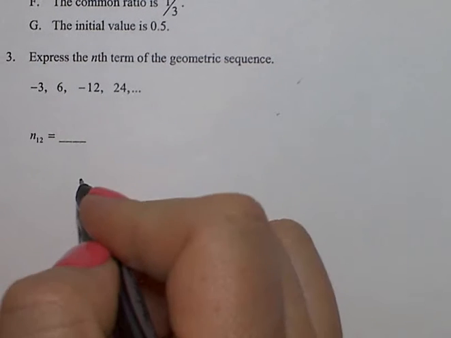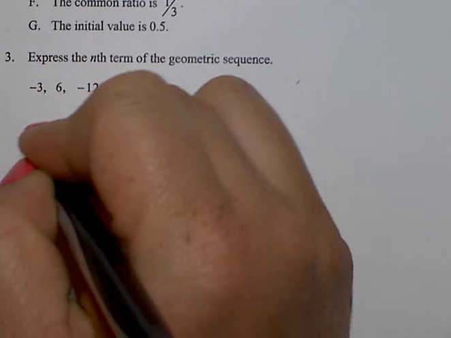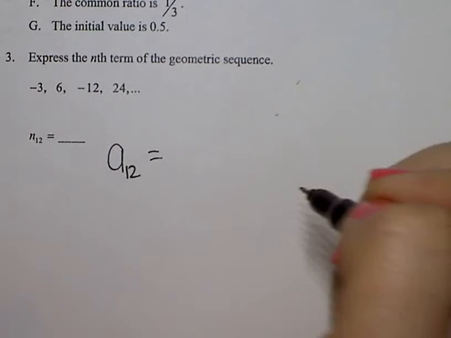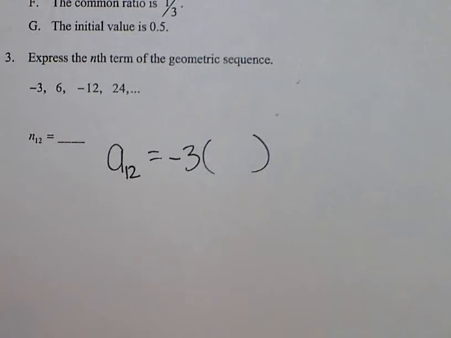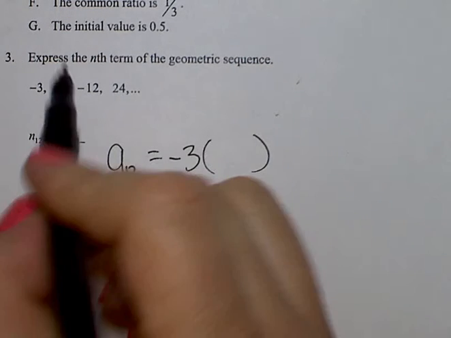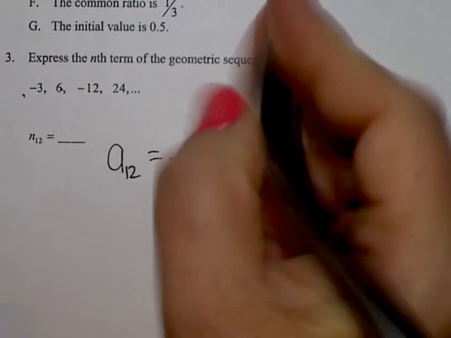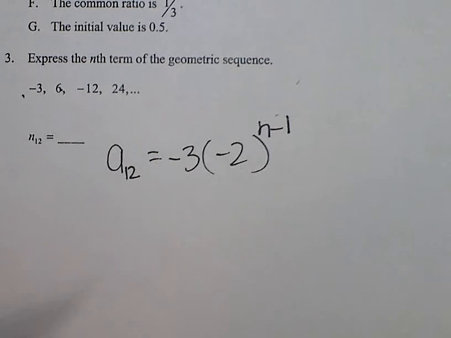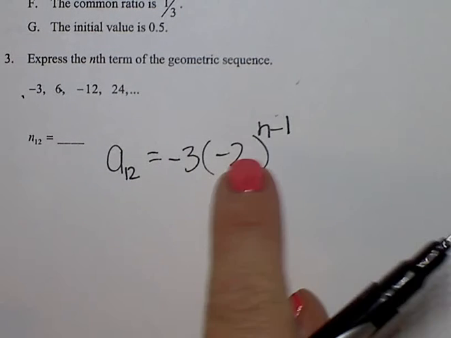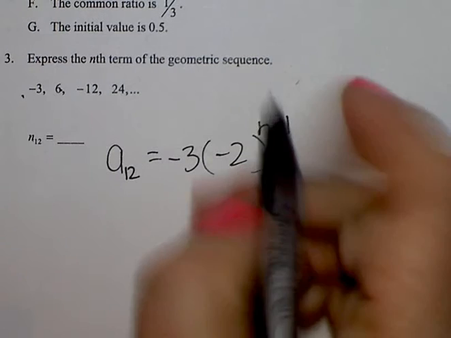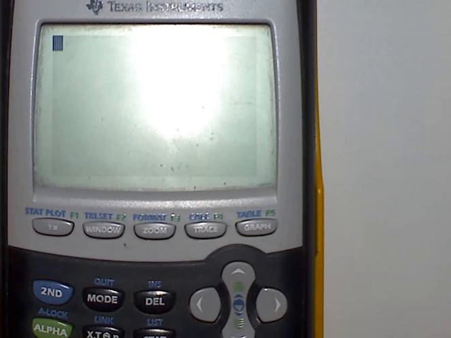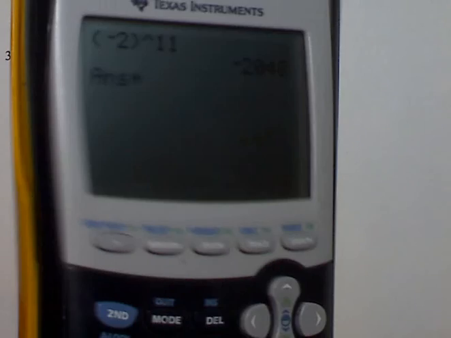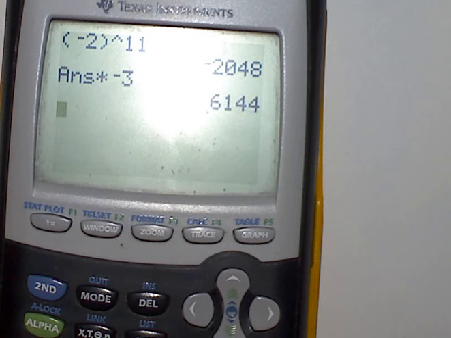So first of all, we want to find a sub 12. A sub 12 equals, what's the first number in the sequence? How do I get from one number to the next? Well, to figure that out, take the second divided by the first, and you get an answer of negative 2, n minus 1. I want to figure out the 12th number, so do I put a 12 here? 12 minus 1 is? Please plug it into the calculator. Get an answer for me. 6,144. Do you have that?